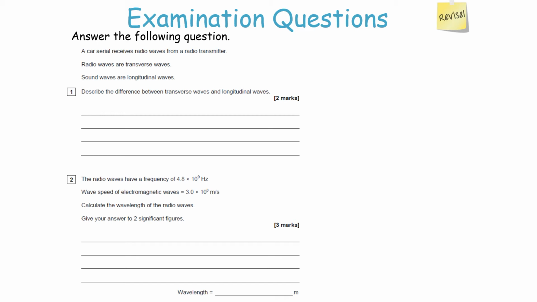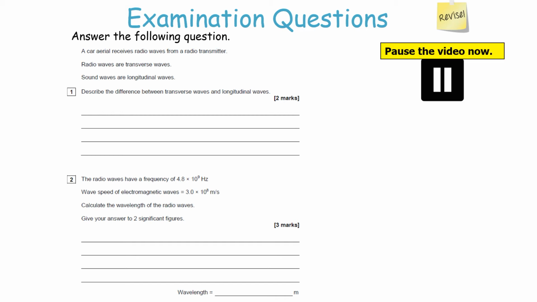The radio waves have a frequency of 4.8 times 10 to the 9 Hertz. The wave speed of electromagnetic waves is 3 times 10 to the 8 meters per second. Calculate the wavelength of the radio waves, giving your answer to 2 significant figures. So pause the video now, then unpause the video when you want to go through your answer.